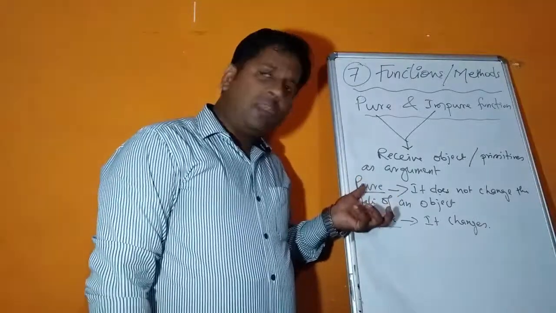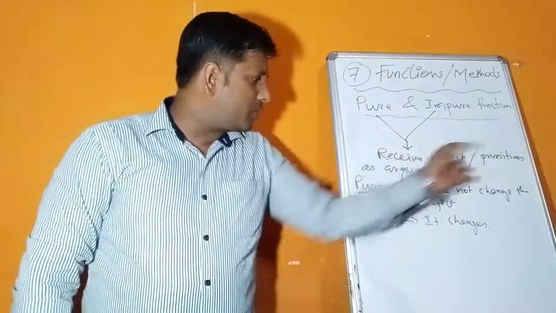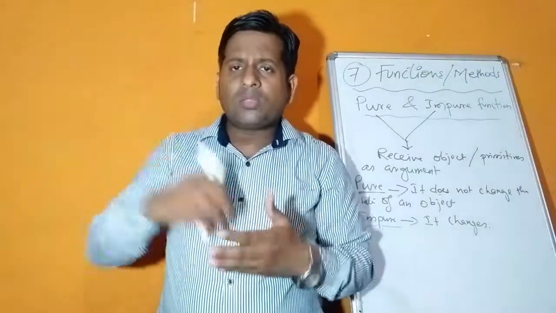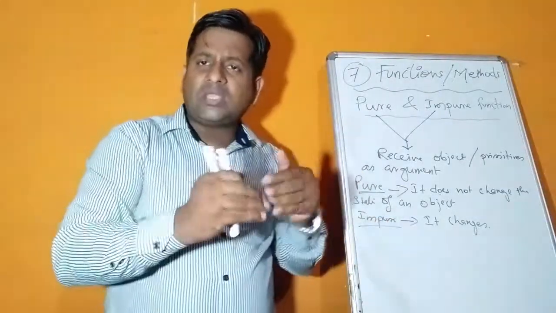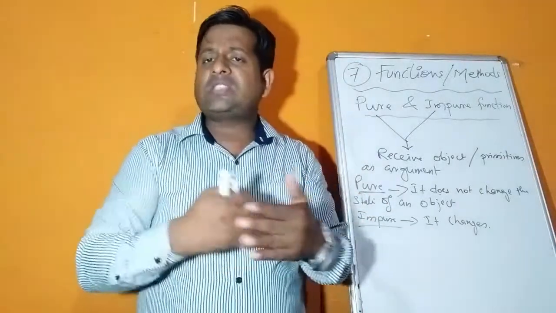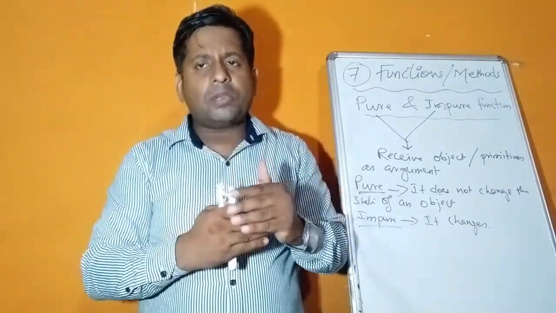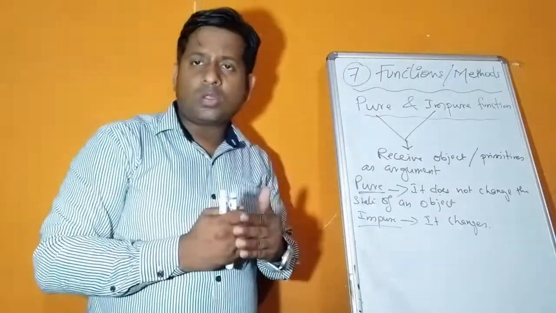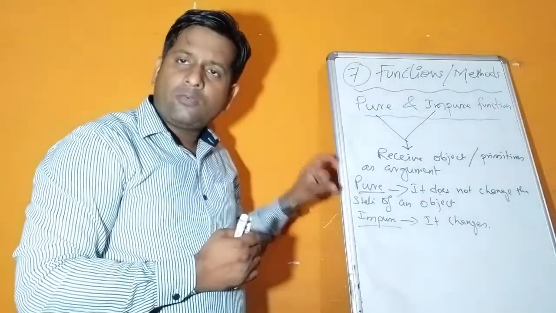So see, pure and impure are both types of functions. Both work to receive an object or primitive as an argument. Primitive means any variable with data types. They receive it, but in case of pure, it doesn't change. Whatever it received, it works on that only. Whereas in case of impure, it changes the state, meaning the characteristic or behavior. That means the function of the object or maybe the primitive is changed in case of impure. But pure receives the same and works on the same data. So this is the difference between pure and impure functions.